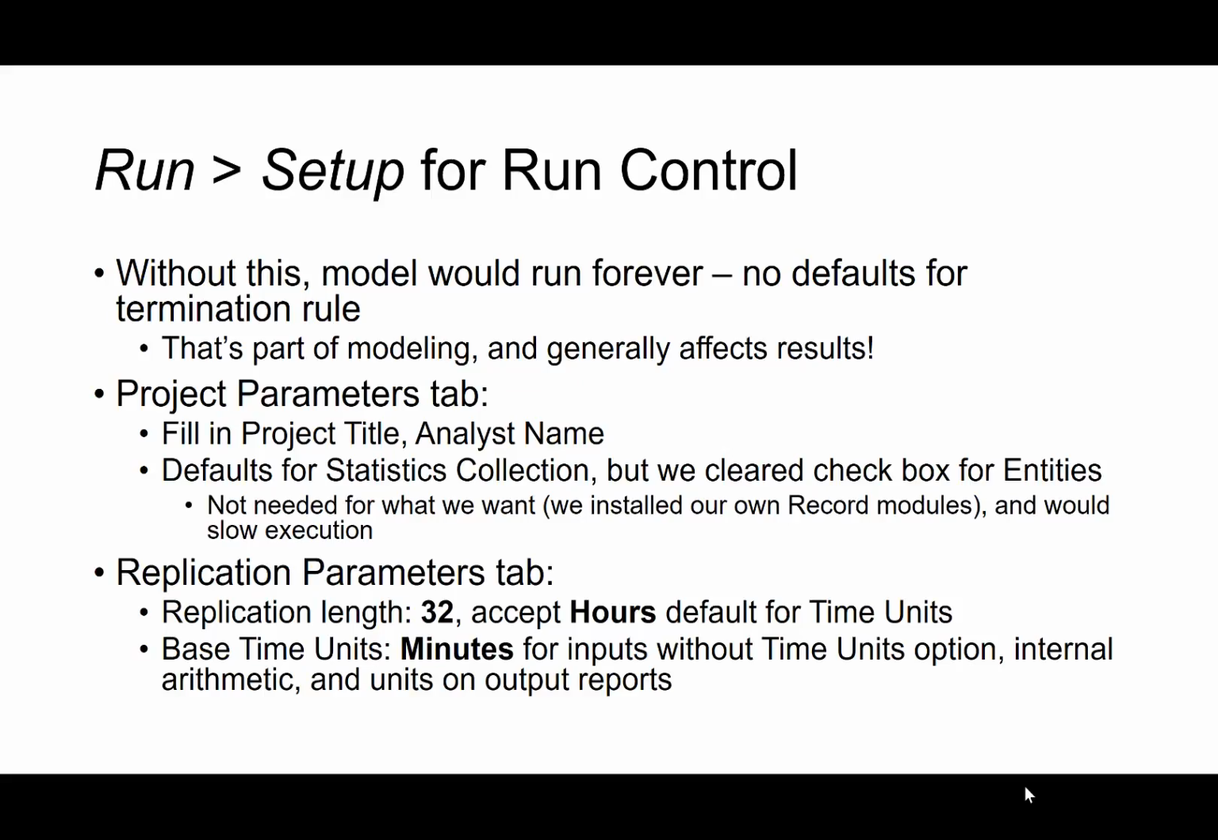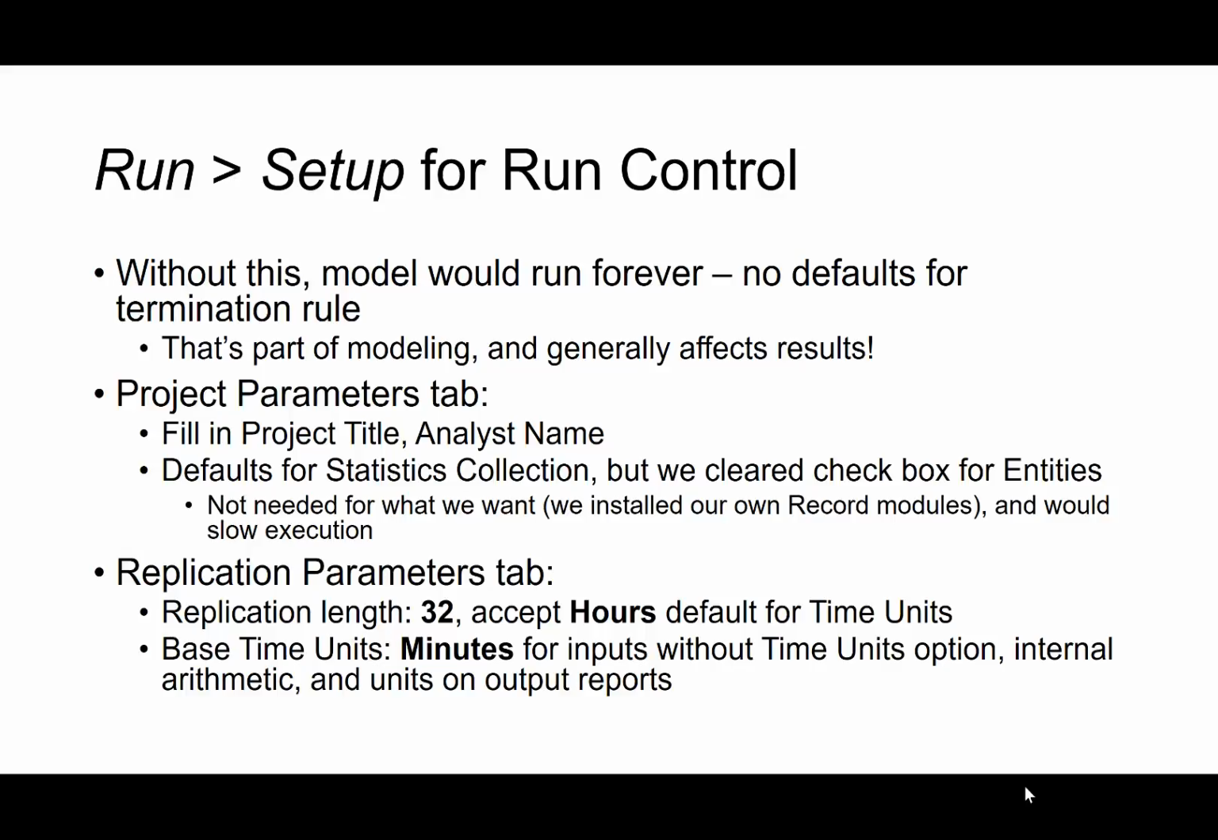So let's do run setup for the run control. Without this, the model would run forever, because you have to have something in there to say the model needs to terminate. Essentially, that's part of modeling. In the Project Parameters tab, you fill in a project title and analyst name, and then defaults for statistics collection, but we cleared the checkbox for entities earlier.